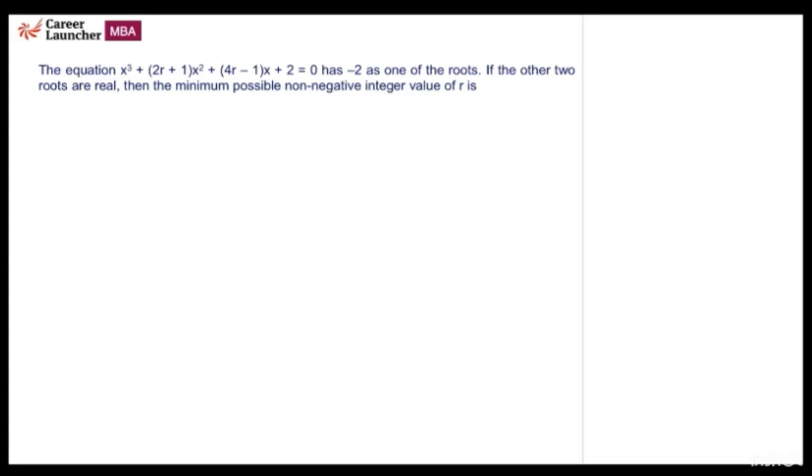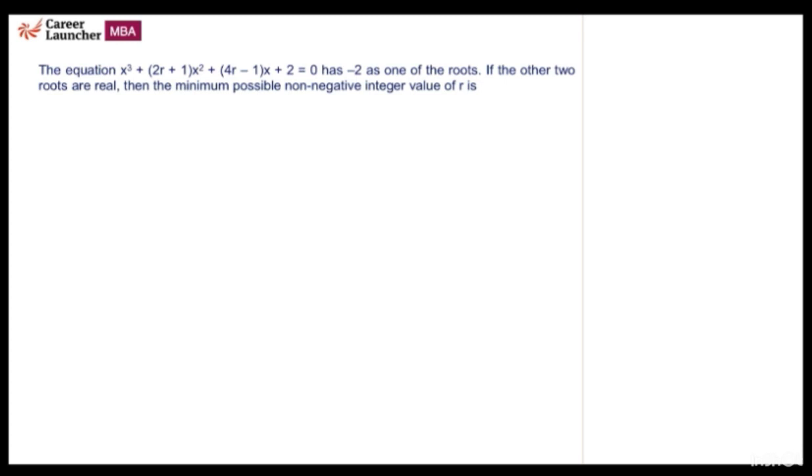Question number 6. So we are given that the equation has -2 as one of the roots. We are provided with a cubic equation and -2 is one of the roots. If the other two roots are real, then we need the minimum possible non-negative integer value of r. So for that we have to find the range of r.